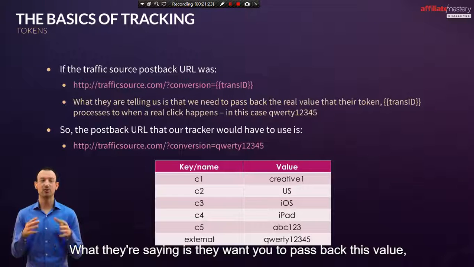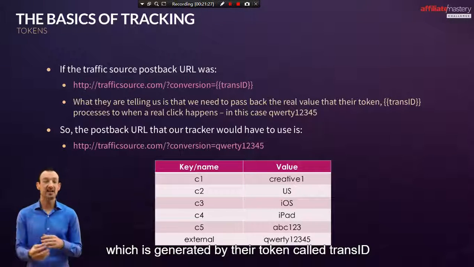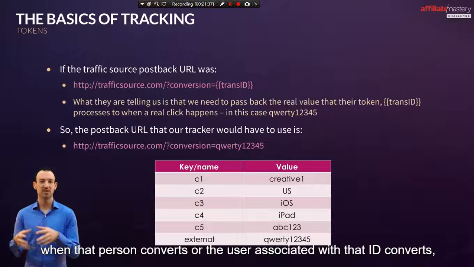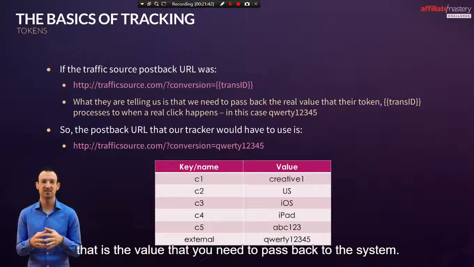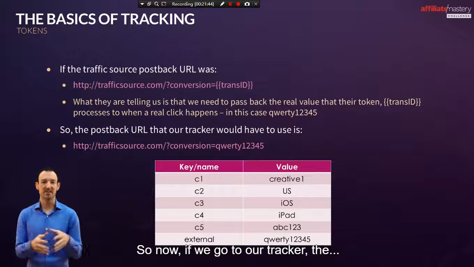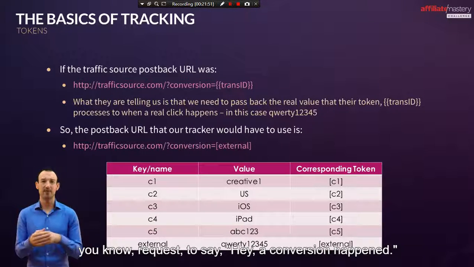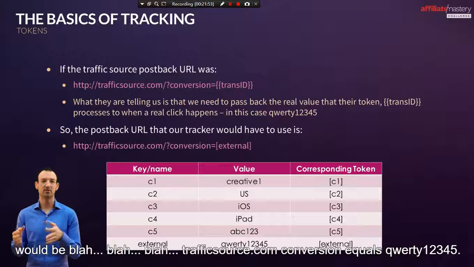What they're saying is they want you to pass back this value, which is generated by their token called TransID. So whatever that token generates, in this case it was QWERTY12345, when that person, or the user associated with that ID, converts, that is the value that you need to pass back to the system. So now if we go to our tracker, the URL that we want our tracker to actually request to say, hey, a conversion happened, would be blah blah blah trafficsource.com conversion equals QWERTY12345.